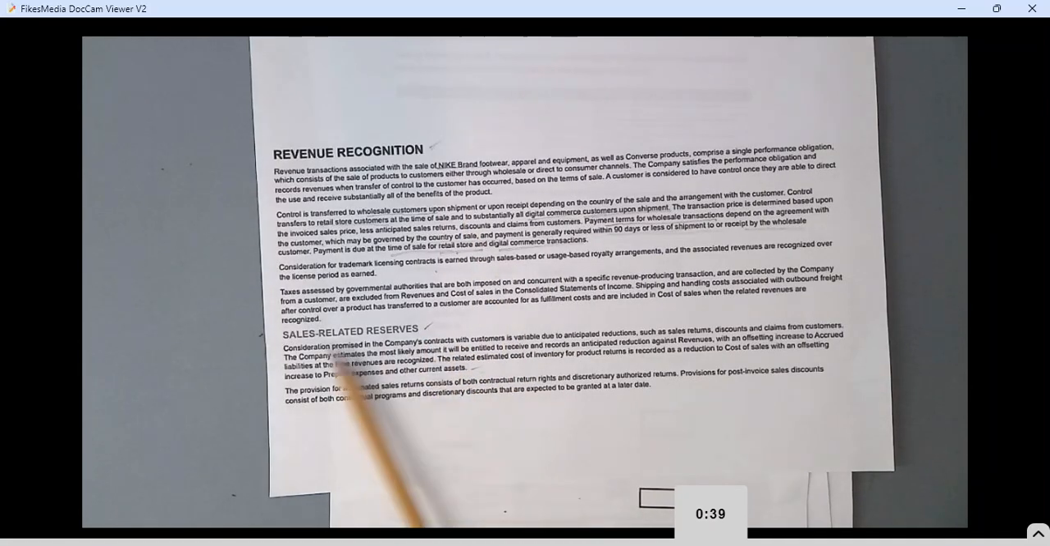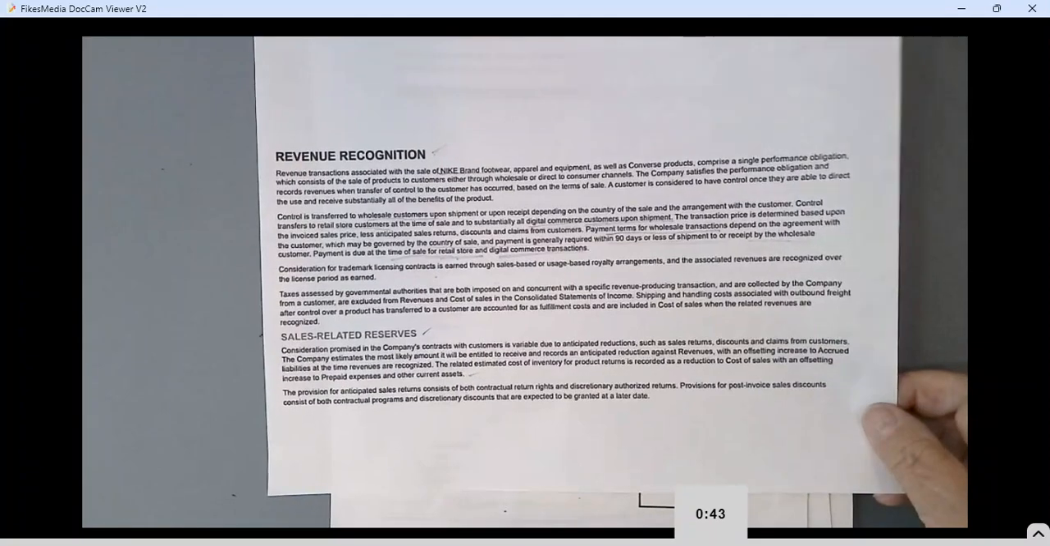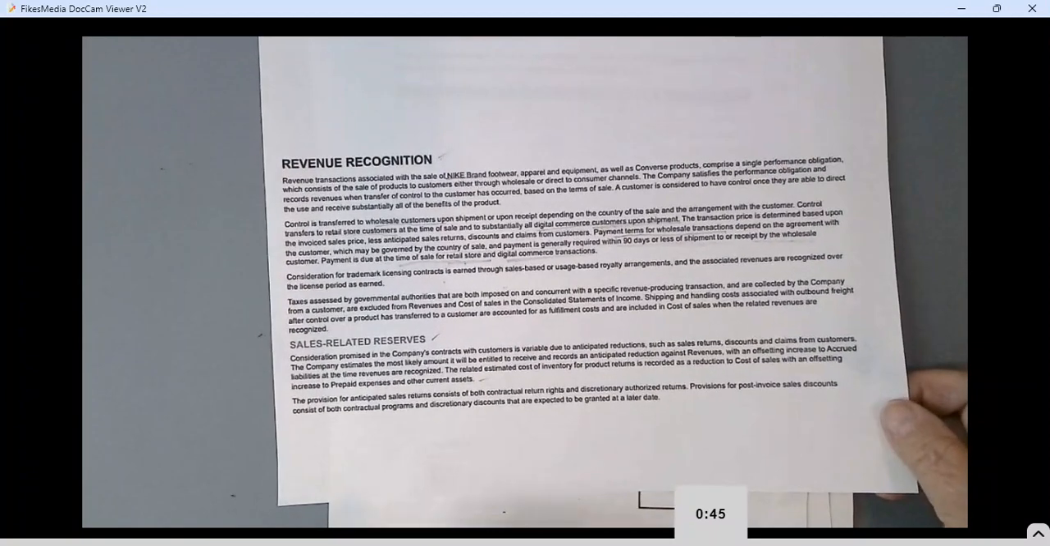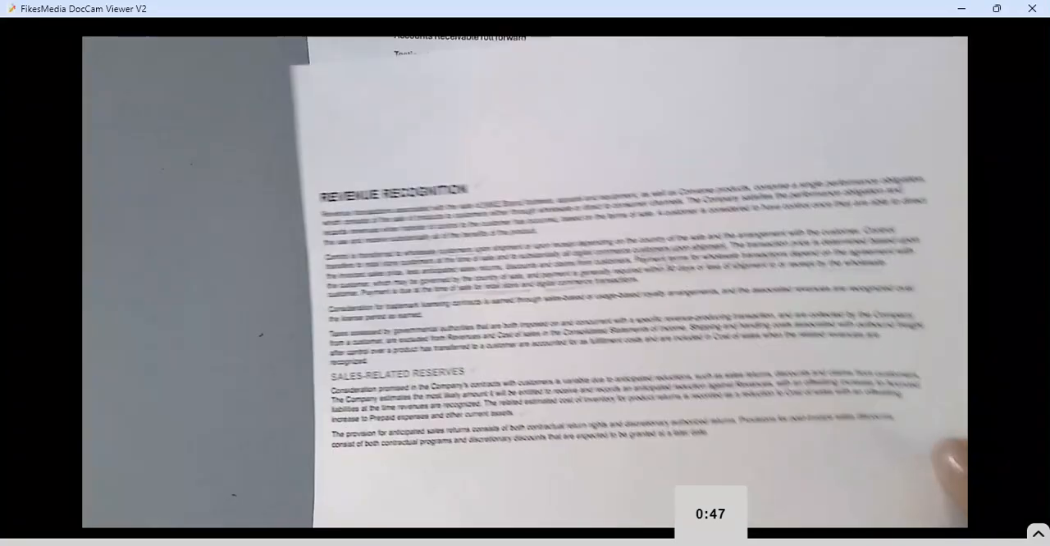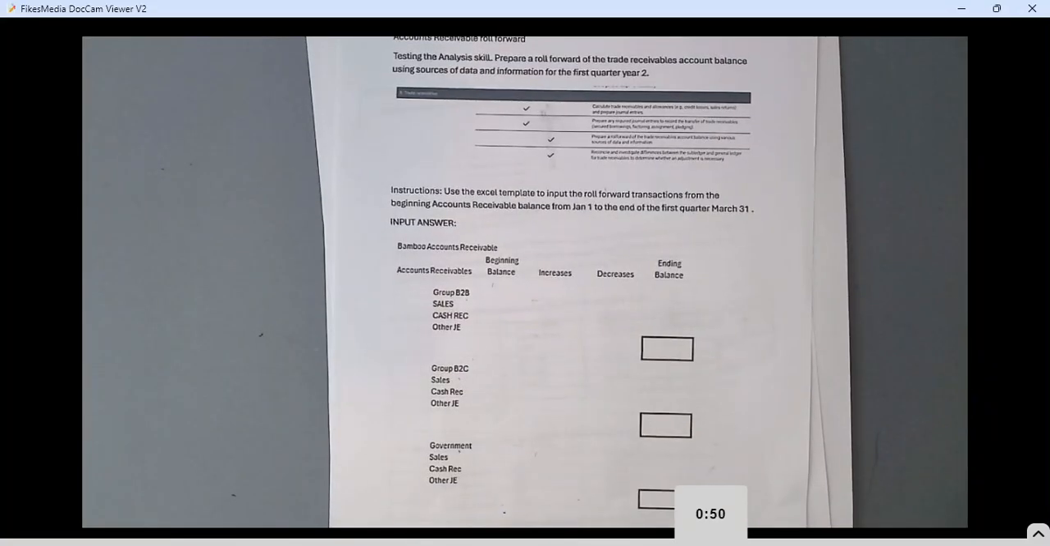So also take a look at sales reserve footnotes as well. Okay, so that's just a reminder. You might get an exhibit that just has the footnote information in it.